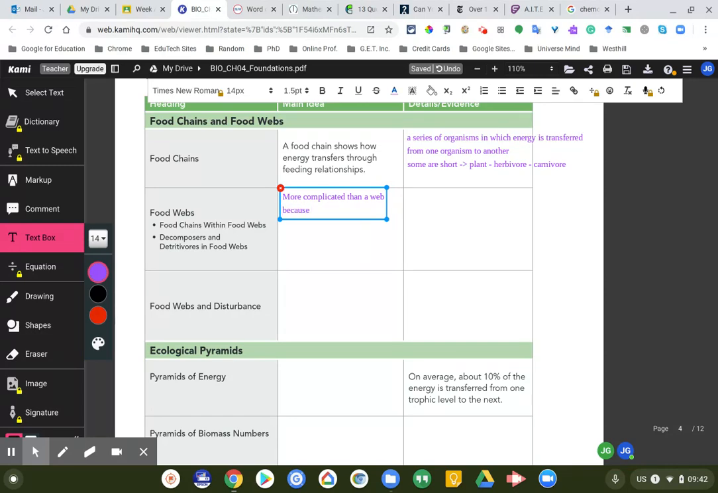Because many animals eat more than one kind of food. Okay. A network. We could also think of it as a network of feeding interactions.